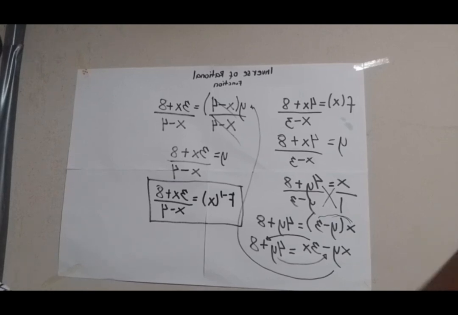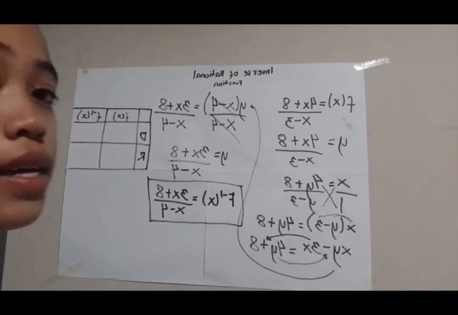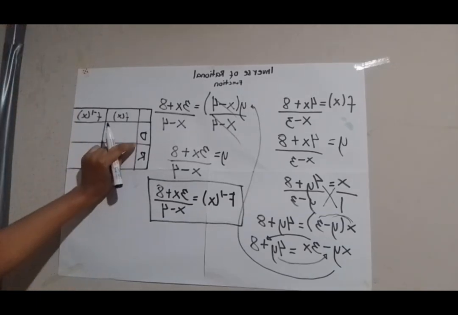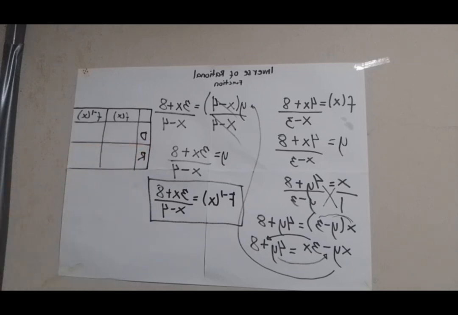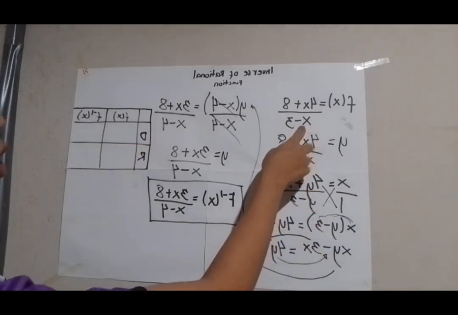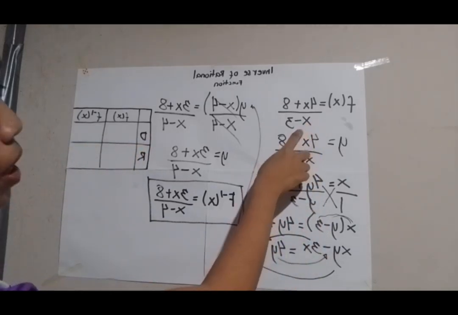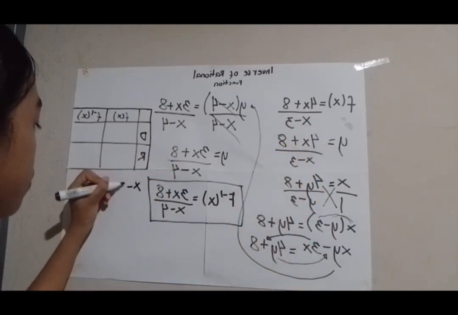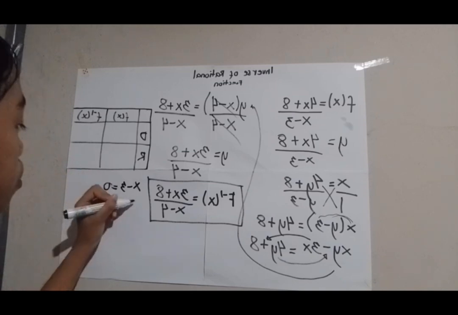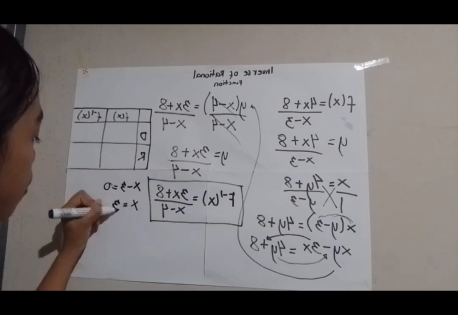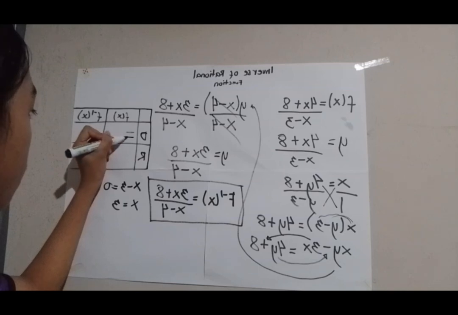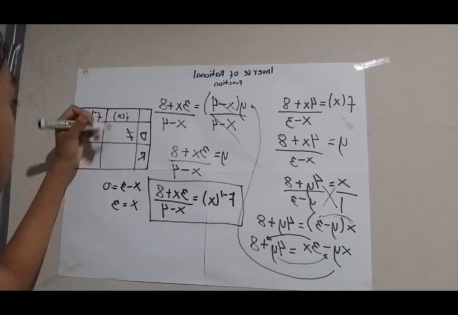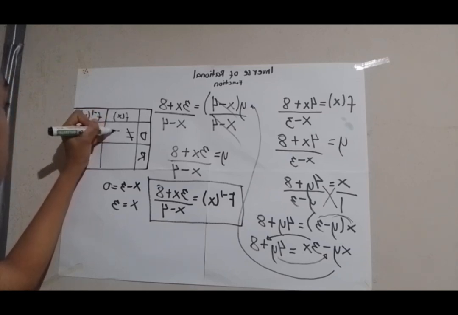We get the domain now, and the range. To be able to get the domain, we have to equate the denominator of the original function to 0. So x minus 3 equals 0, so x equals positive 3. So the domain is all real numbers x except 3.